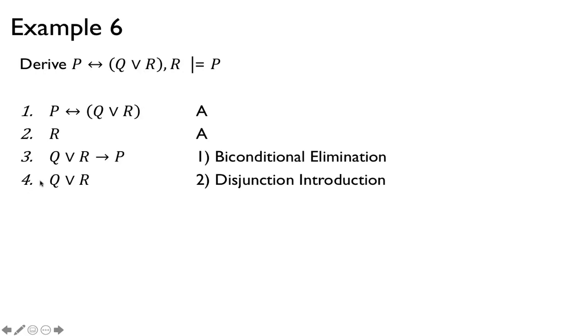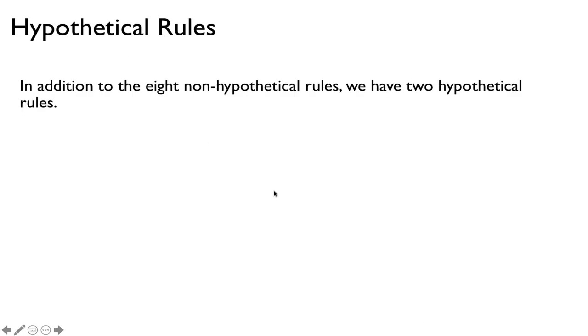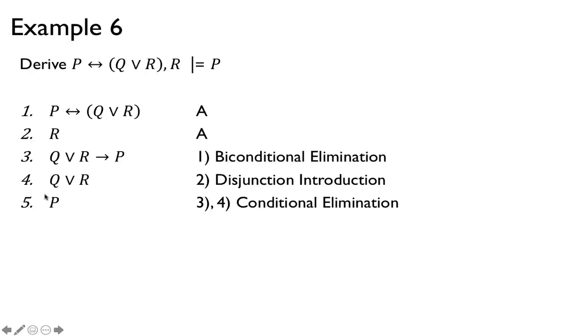Let's see. Disjunction introduction. Oh, sorry, I got confused for a second. We're using 2 here. Because we know that R is true, we can introduce Q, where Q could be any sentence. So this is called disjunction introduction. Sorry about that. So we do have this because of R and disjunction introduction. And now we can combine this one and 3 and 4 and get P. That's a conditional elimination. And so that's P. That's what we want to derive.